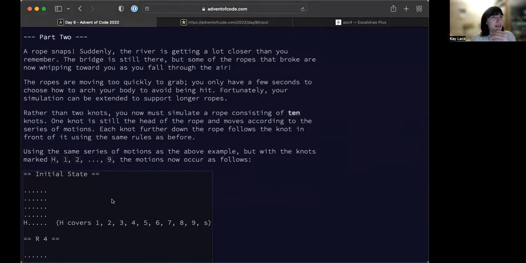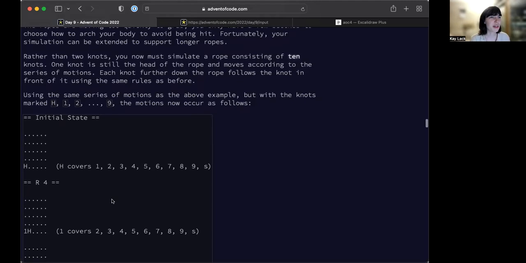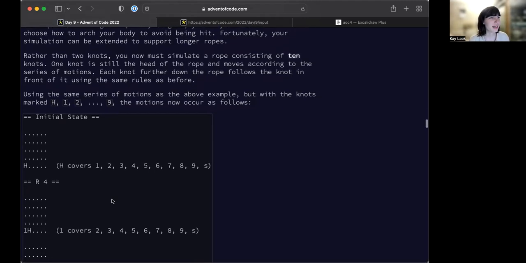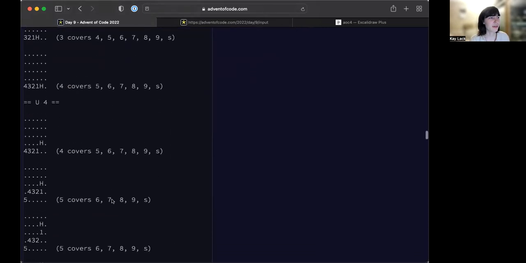A rope snaps. Suddenly the river is getting a lot closer to you than you remember. The bridge is still here, but some of the ropes that broke are now whipping towards whatever. Rather than 2 knots, you must simulate a rope containing 10 knots. 1 knot is still the head of the rope and moves according to the series of motions. Each knot further down the rope follows the knot in front of it using the same rules as before. Using the same series of motions as the above example, but with the knots marked H, 1, 2, 9, etc. The motions now occur as follows.